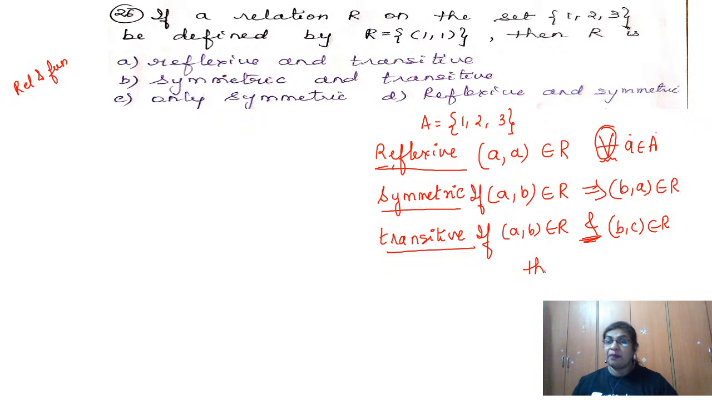Then what should happen? Then first and the last. Okay, first and the last. According to you, it is D option. No, it is wrong option. Okay, so A comma C should belong to R.